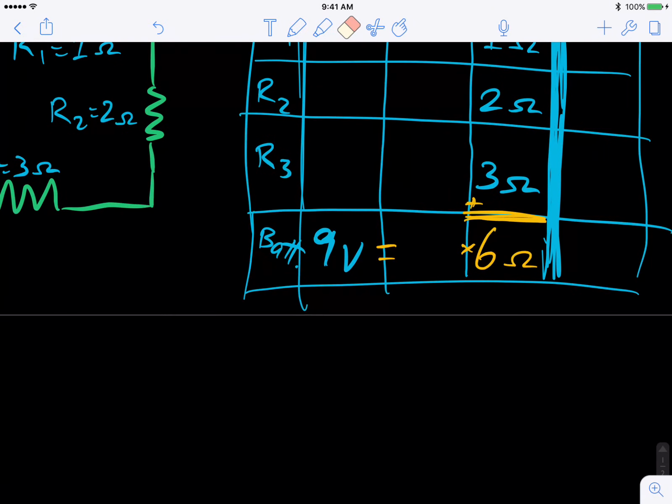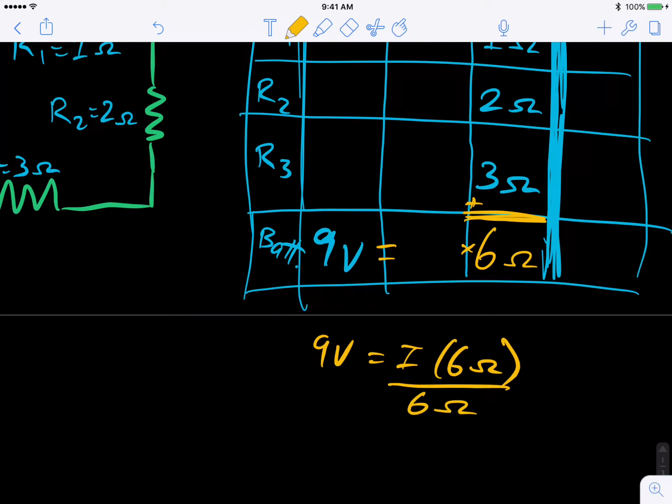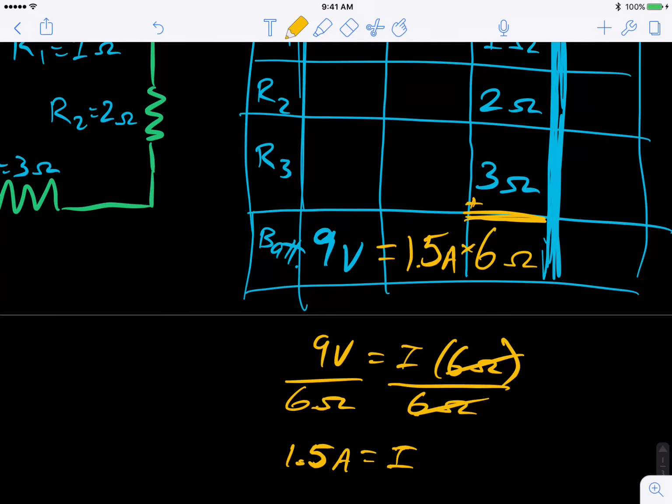We have 9 volts equals I, and that's going to be times 6 ohms of resistance. And then to solve for I, just divide both sides by 6 ohms. 6 ohms cancel on the right-hand side. 9 divided by 6 is 1.5. And that's going to be equal to I. And the unit for I, the unit for current, is amperes. We use a capital A because it's named after someone, and so we capitalize it in honor of them. Now we can fill that in our chart. 1.5 capital A, amps.